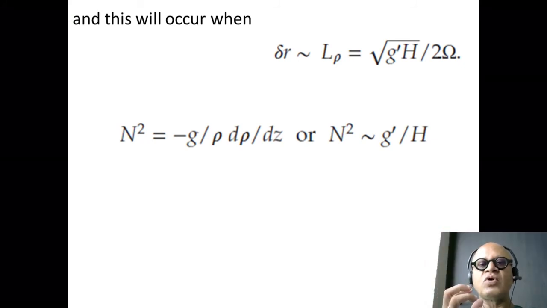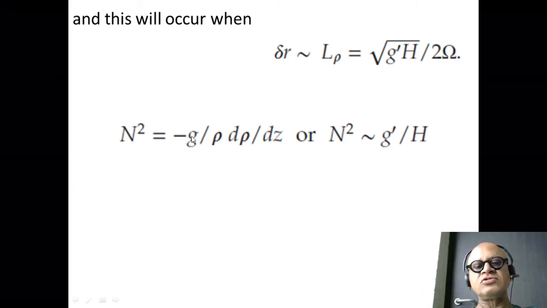So let's say your heavier water is moved up. It's heavier compared to the water around it, so it's going to sink. Its buoyancy is reduced, so it's going to sink, but it's going to overshoot and it's going to come back up, and you're going to get these oscillations. Those are the buoyancy frequencies.